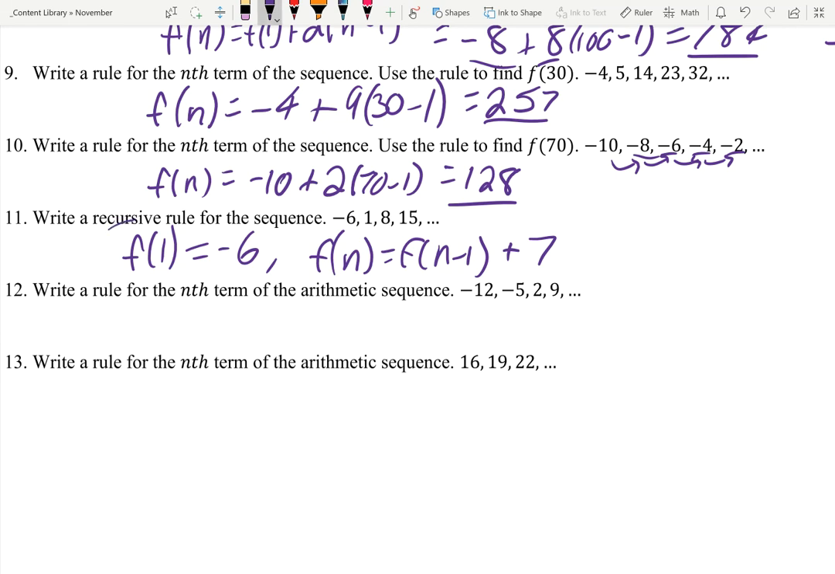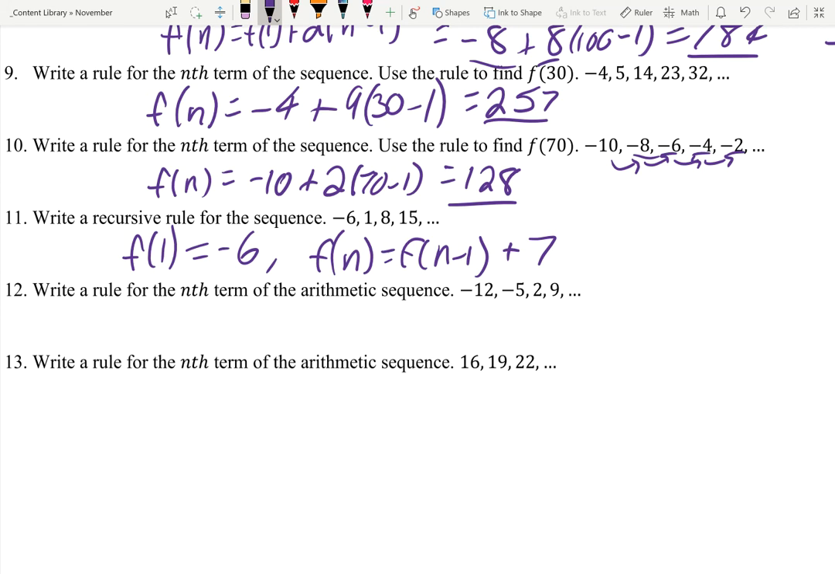When you're writing a recursive rule for an arithmetic sequence, at least, just keep in mind the only thing that you're going to have to change is this number, and that depends on the common difference, right? Obviously, ours was plus 7 since we were adding 7 for each part of the sequence.